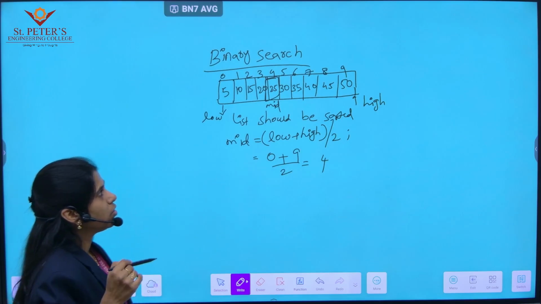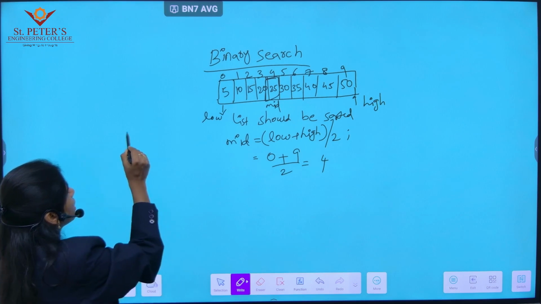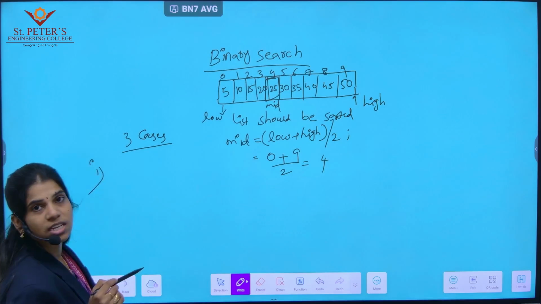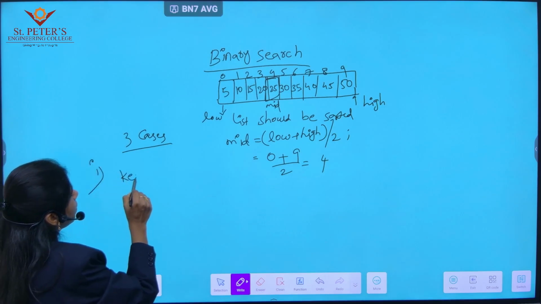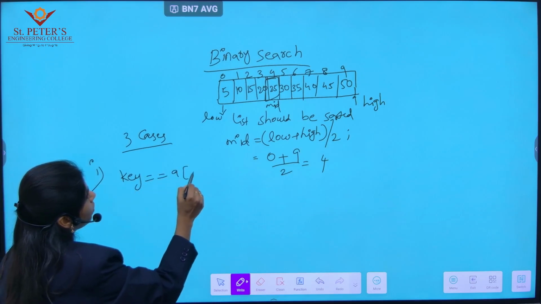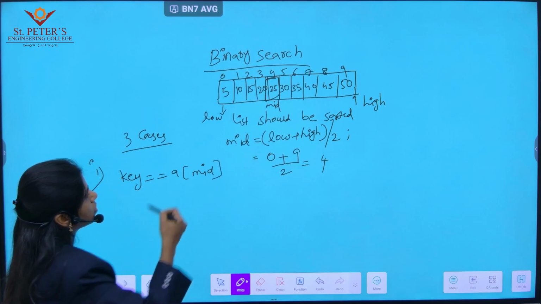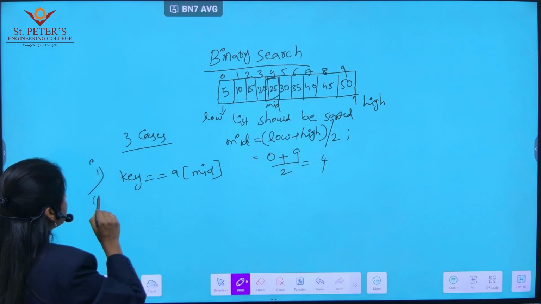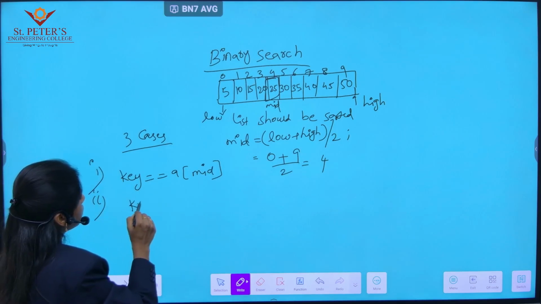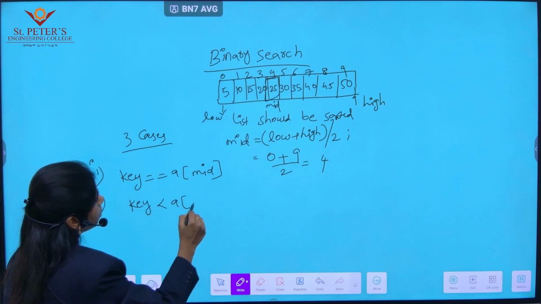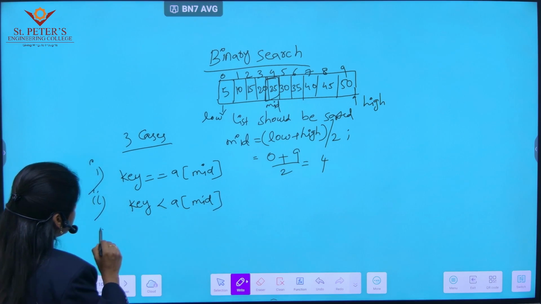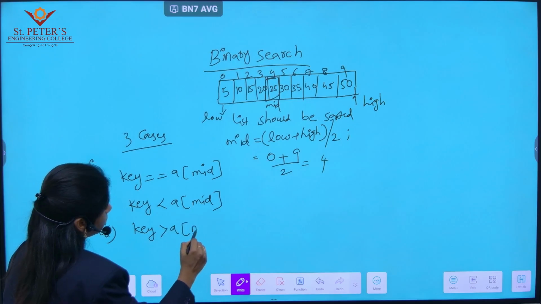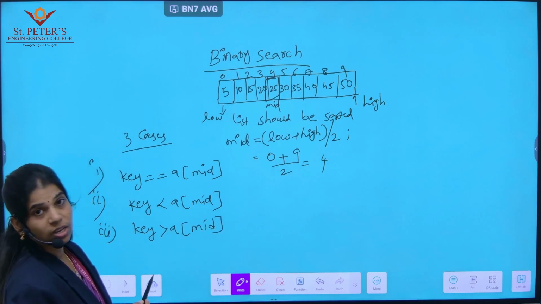Now we have to consider 3 cases. The first case is if our key element, that is the search element, is equal to a of mid. The second case is if our search element is less than a of mid. The third case is if the search element is greater than a of mid. We have to consider these three cases.